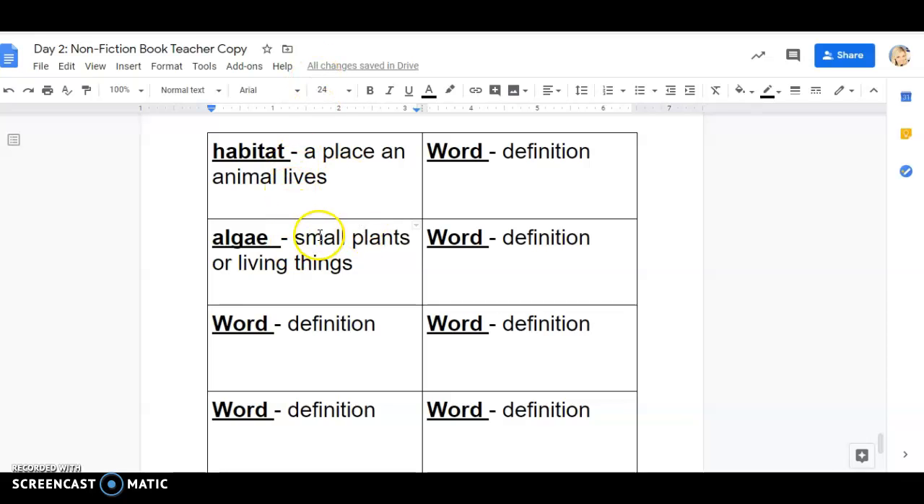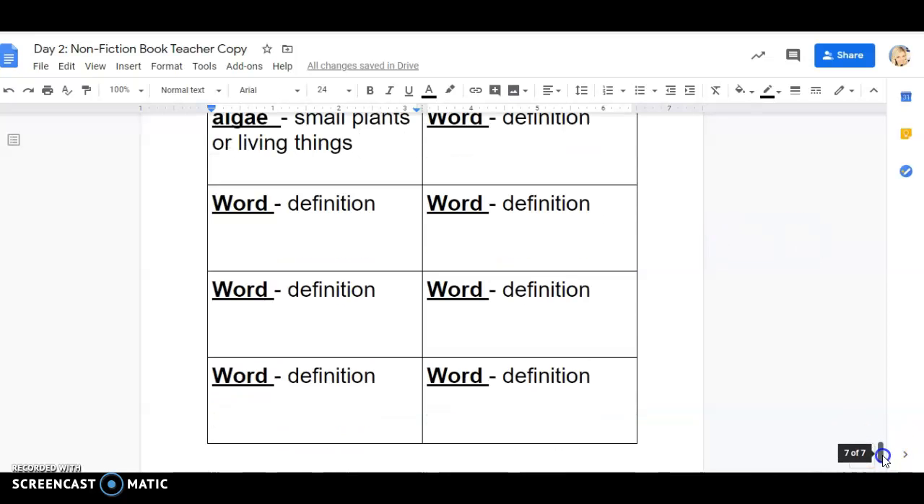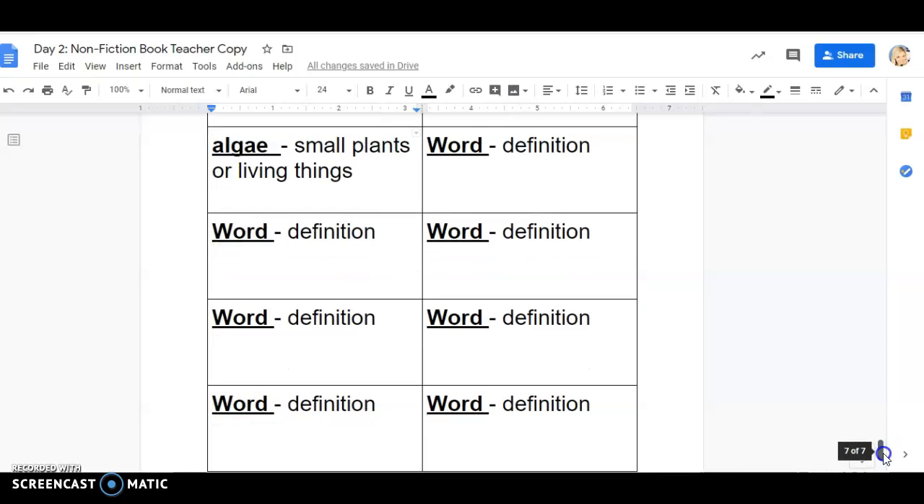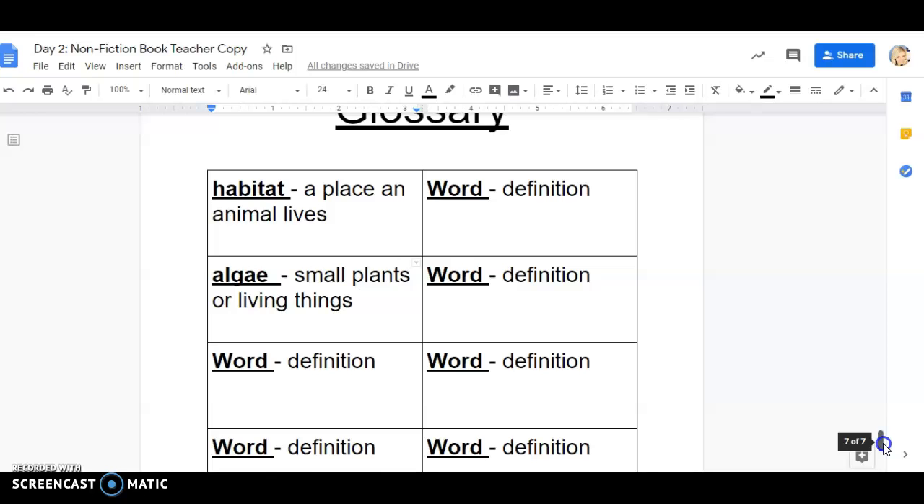So just because we know these words already doesn't mean we shouldn't have them in our glossary. Remember, this book is teaching somebody else about frogs. So when you are doing your book, think about what are some words that you learned when you were reading this book, or some expert words that someone might not know much about, and add them to your glossary. Other words could be like predator, prey. Maybe there's an adaptation on your animal. Gills, lungs, blubber. Think about what words go along with your animal.